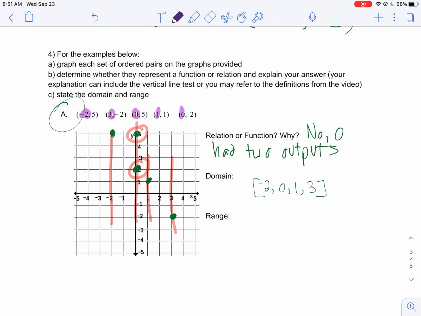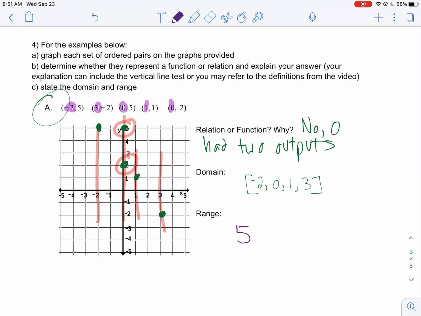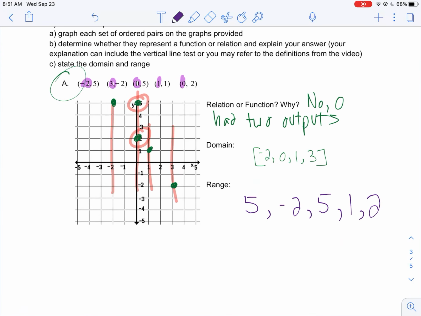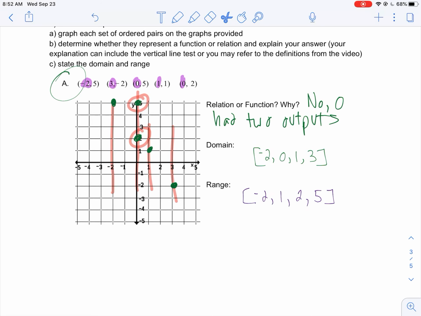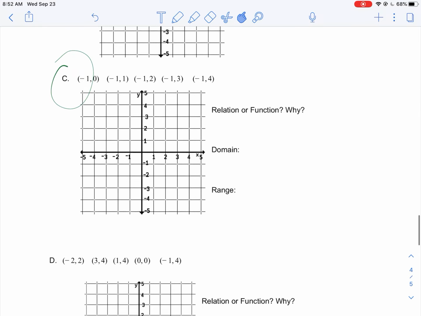My range, let's see, I'm going to list my y values now. So I've got 5, -2, 5, 1, +2. I want to put these again in numerical order. So I'll start with my lowest value first, -2. I'm going to go with 1 next, then 2. And then you notice I have 2 5s. I only need to list it once. Boom. I've got my domain and range. So that's what we're looking for with these examples. Some people might have connected the lines. You can, but it did not say this data was continuous, so we don't necessarily want to connect the dots if we aren't given that instruction.